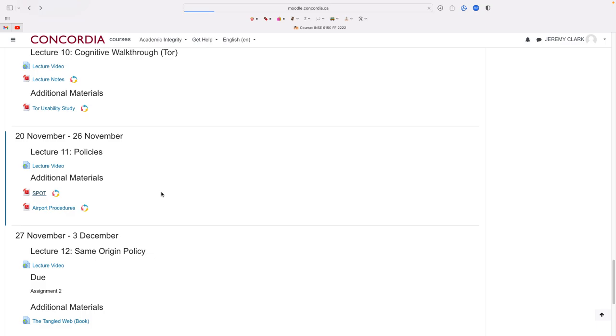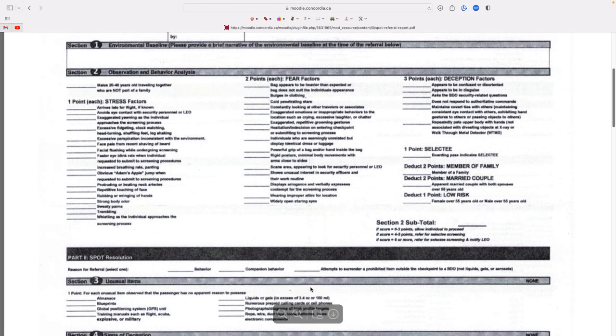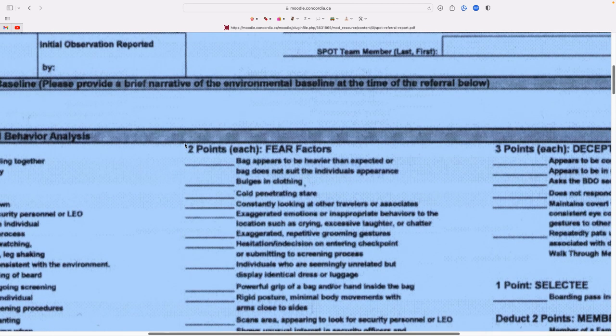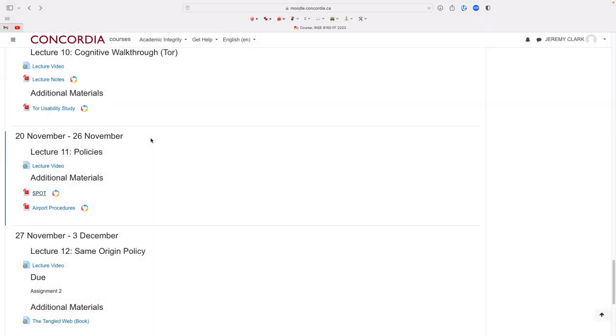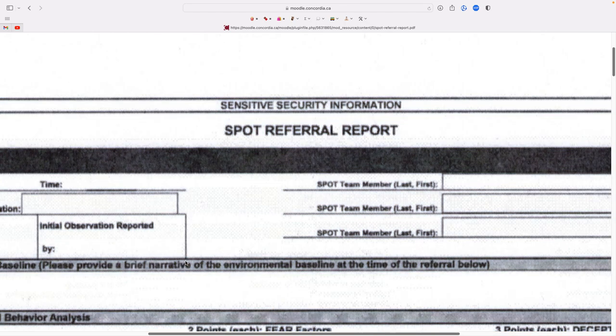So it's called SPOT. And this is maybe a little small. The text isn't super clear. It's hard for me to scroll around without going back.